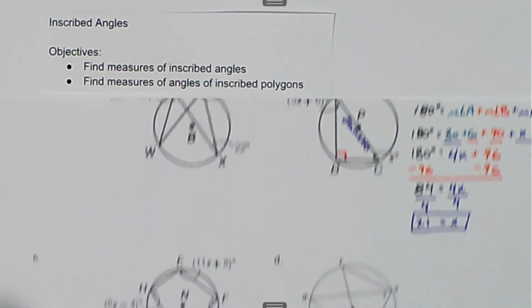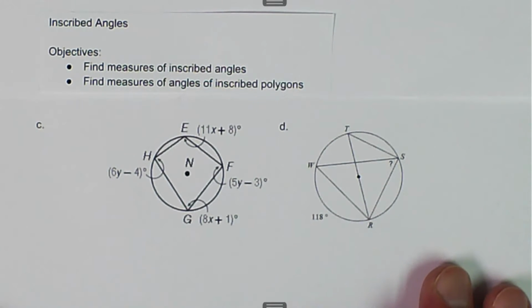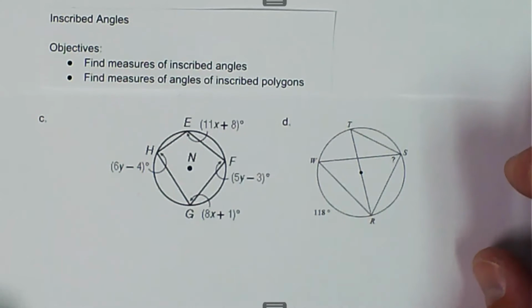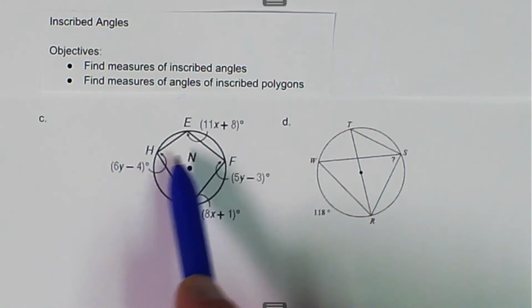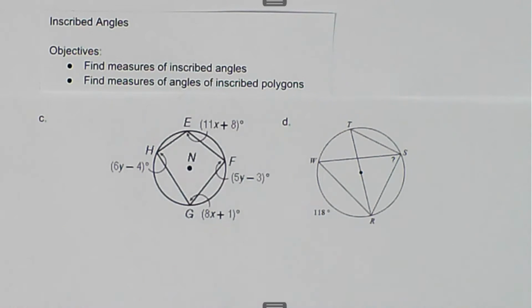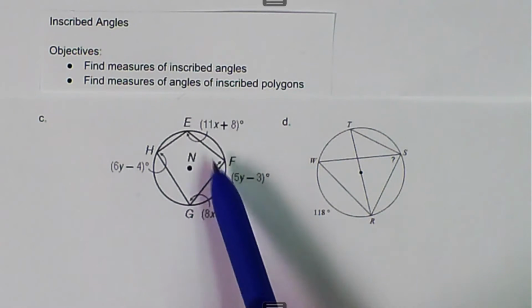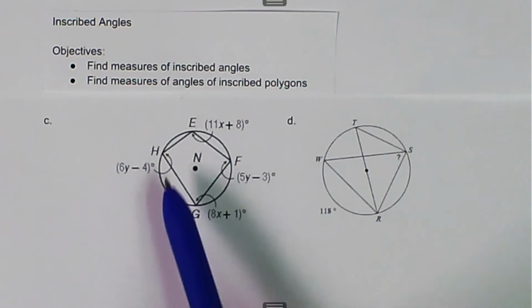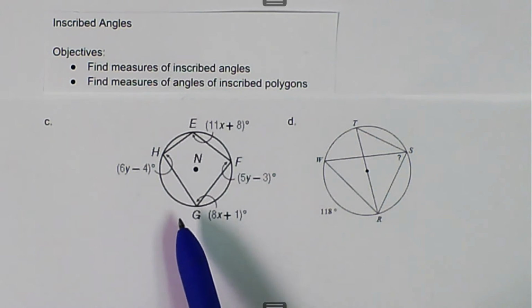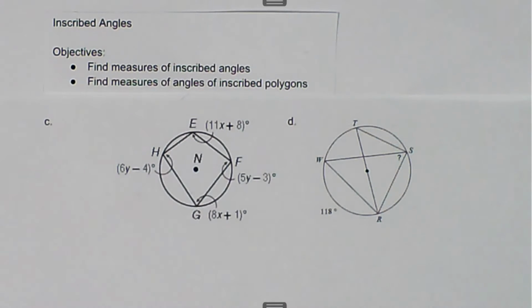We've got a couple more examples for C and D. We have an inscribed quadrilateral, which is EFGH. All of the angles of a quadrilateral add up to 360. But if it's an inscribed quadrilateral, we know that the opposite angles are supplementary. So we know E and G equals 180, and we know F and H also equals 180.